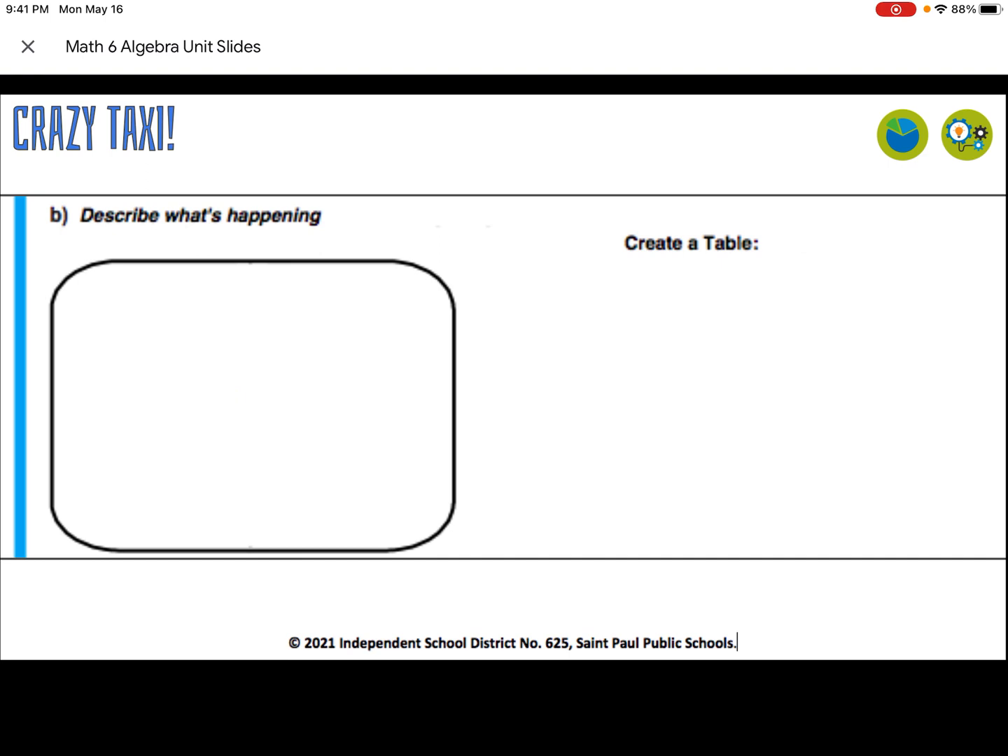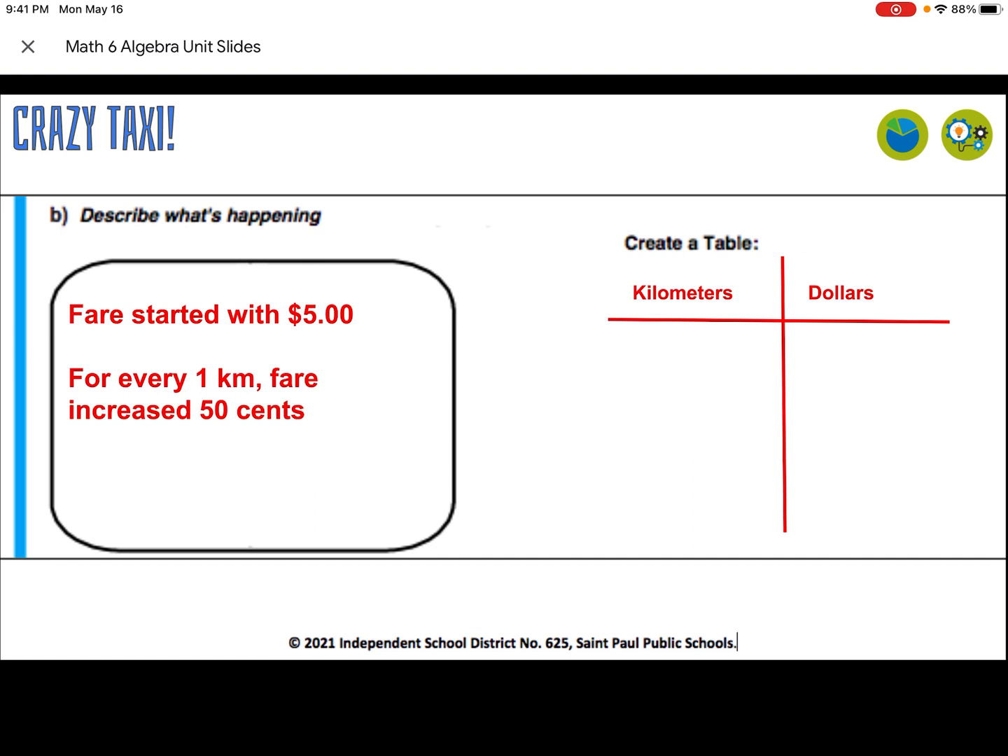So describe what's happening. In his taxi ride, he gets in and he has to pay a flat rate. So he has to pay that flat rate of how much money? And then every kilometer he has to go, his rate increases by 50 cents. So figure out how to make a table that shows that that's happening. Pause the video and then come back.